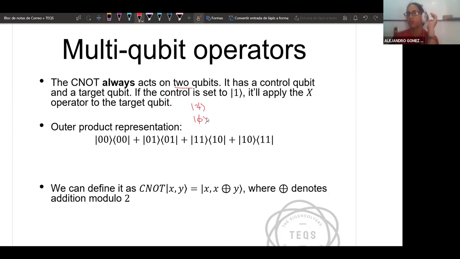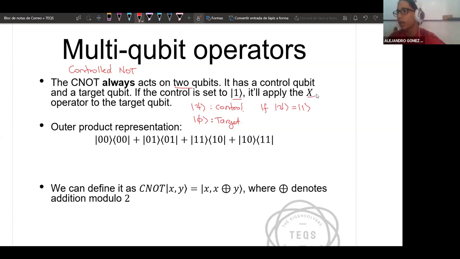So we have to choose one of them to be the target qubit and the other one to be the control qubit. So let's say this one is the control qubit, and this one is the target qubit. So how is this gate C0 going to act? Well, C0 means controlled not. So if the control is set to one, that means if this state psi equals state one, then the target qubit is going to be flipped.